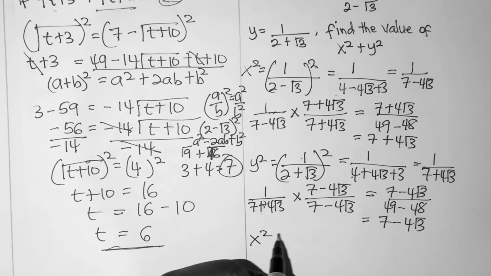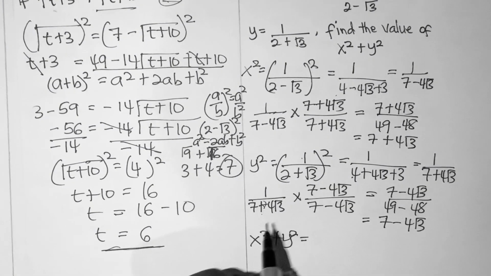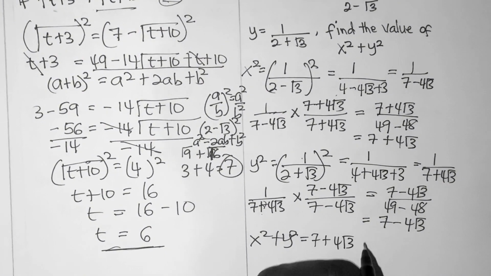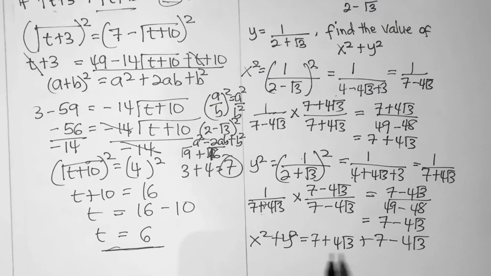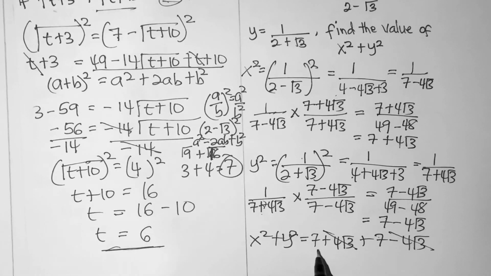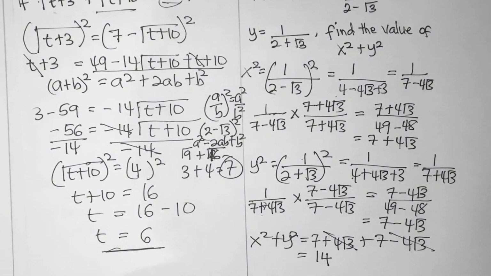So x squared plus y squared is equal to, we got x squared as 7 plus 4 root 3. Then we got y squared as 7 minus 4 root 3. Now plus 4 root 3 minus 4 root 3 will cancel. So at the end of the day, we are left with 7 plus 7, and that is equal to 14.